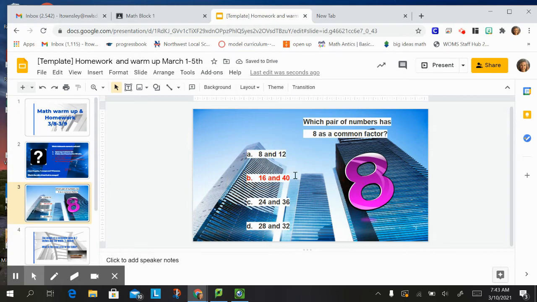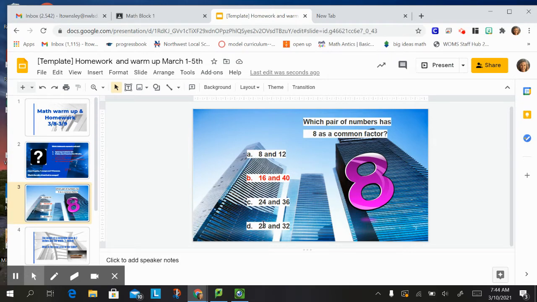8's a factor of both of these, all right? What about C? C says 24. Well, I know that 8 times 3, so 8 could be a factor. 8 times 3 is 24, but 8 times 4 is 32, 8 times 5, so this one does not work. And this one looks like it would work, but if it did work, this has to be 9.